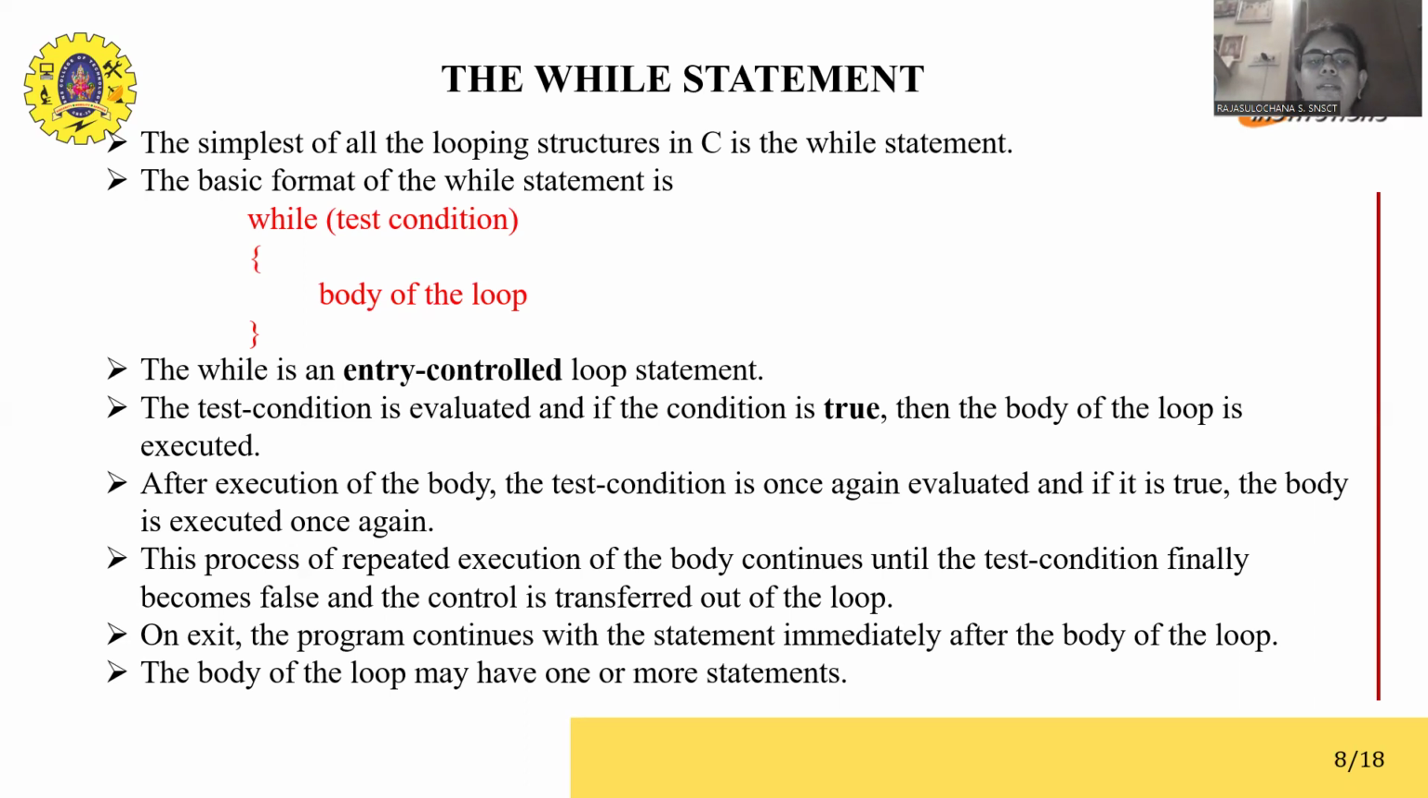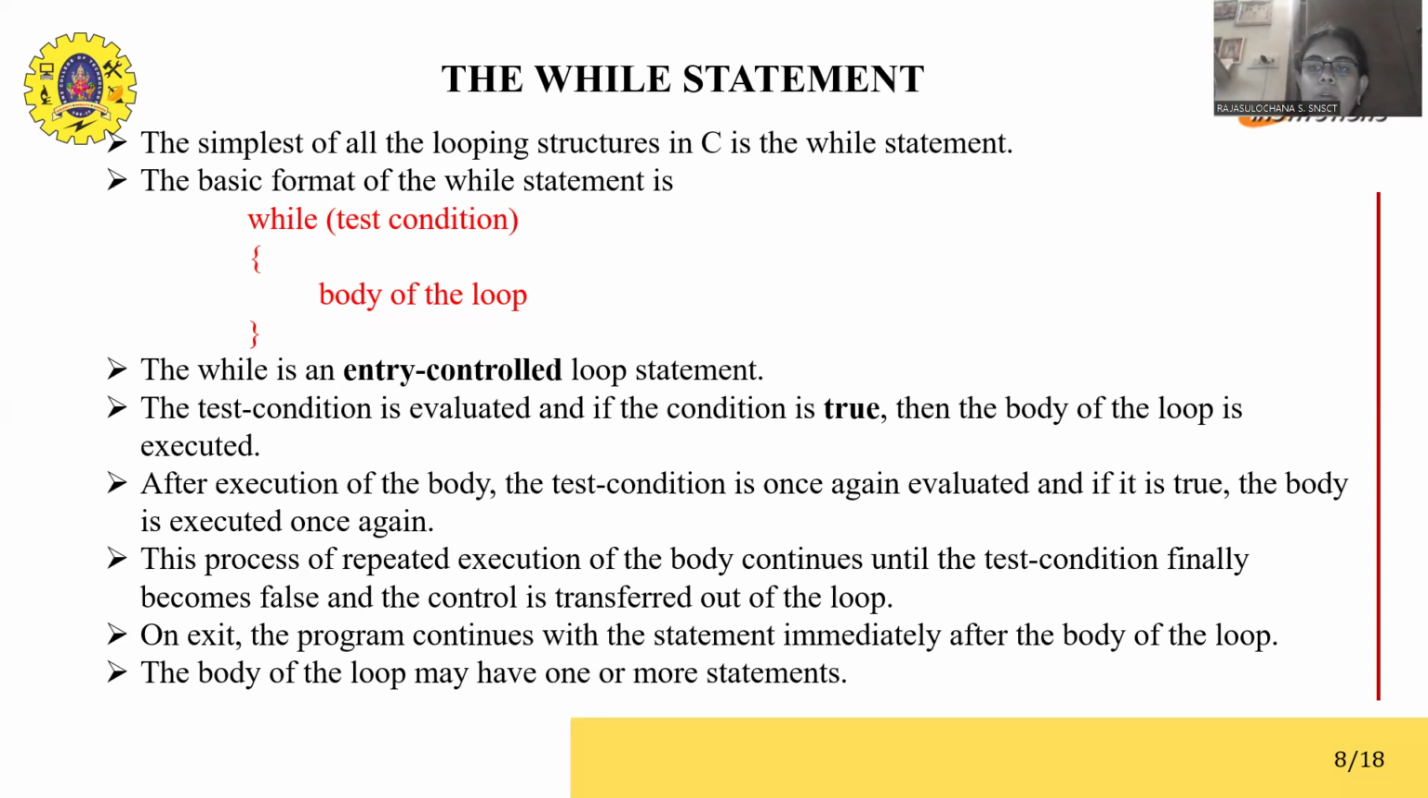As I said before, this while is an entry control loop. The test condition is evaluated and if the condition is true, only then the body of the loop will be executed. After the body of the loop is executed, this test condition will be checked once again. Since this is a loop, this will be repeatedly executed until the test condition is false. Once it is false, the control will be transferred out of the loop. On exit, the program continues with the statement immediately after the body of the loop.